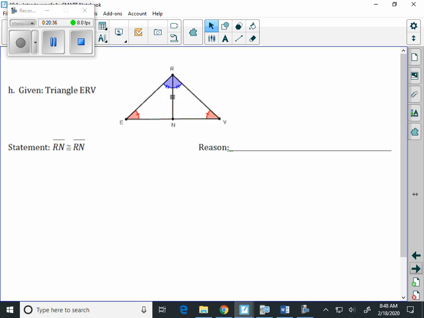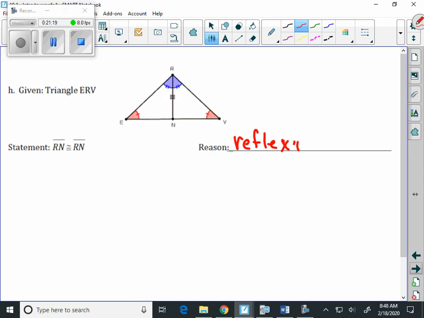Letter H, again, given the picture and given the statement, so we just have to come up with a reason on this one. It says, given triangle ERV, the statement says segment RN is congruent to segment RN. This is something popularly used when we look at triangle proofs. But what we think here, probably when you see this for the first time, is, yeah, RN definitely equals RN. It's the same thing. Well, if we recognize that fact, what we say then is that property, which is the reflexive property. Again, think of the reflexive property as like the reflection. When you look in the mirror, you see yourself.